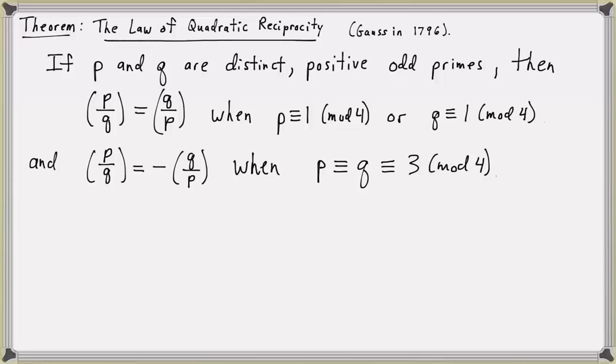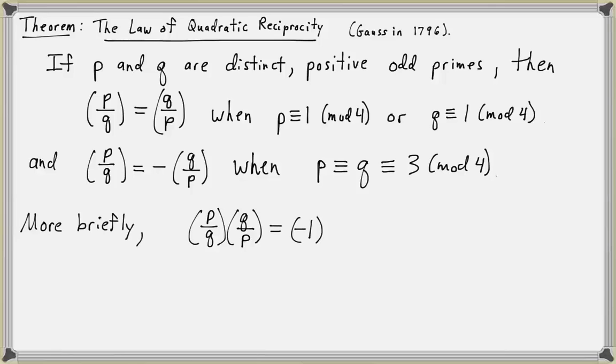So we can actually combine these two statements and write this more briefly as p over q times q over p equals negative 1 to the power (p minus 1) over 2 times (q minus 1) over 2.